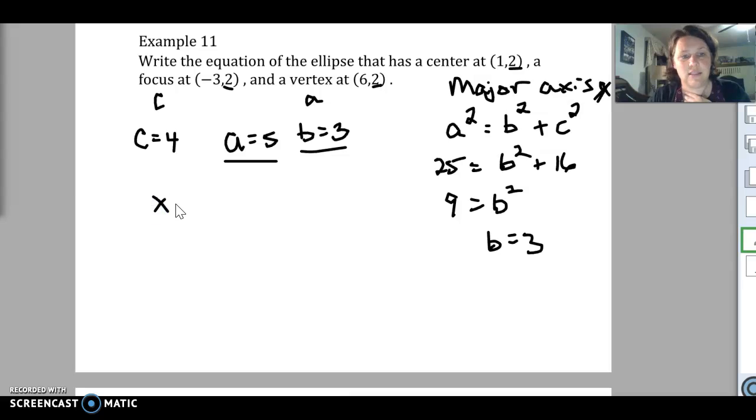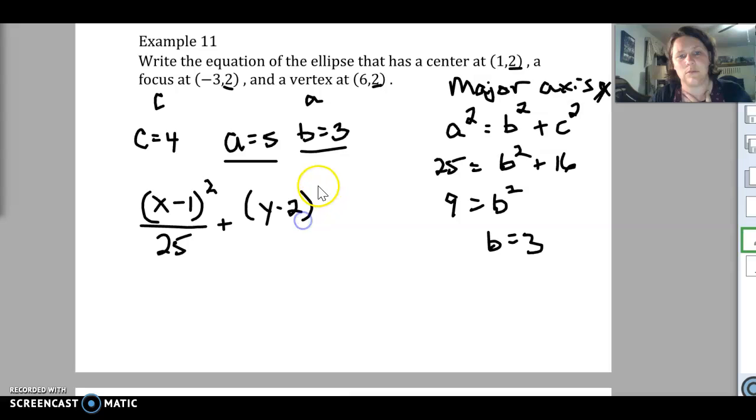So we have (x minus 1) squared over, this is our major axis, so that's going to be a squared, which is 25, plus (y minus 2) squared over b squared, which is 9, and that equals 1. And that is our final answer for this example.